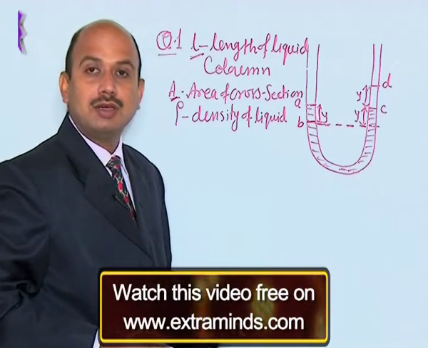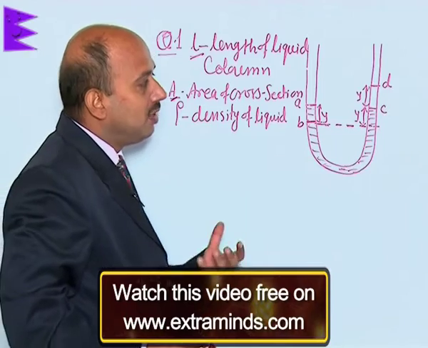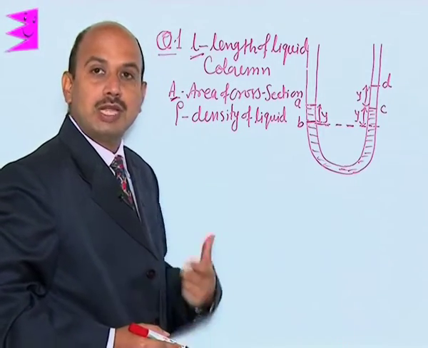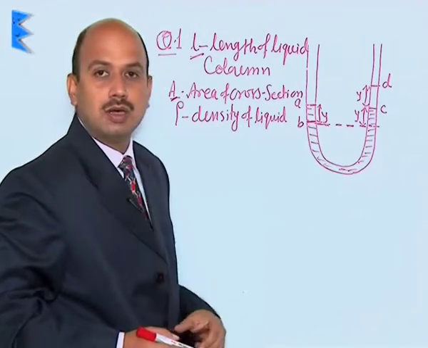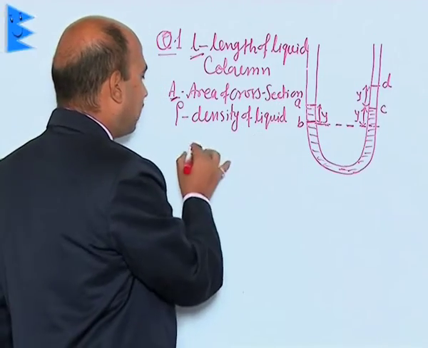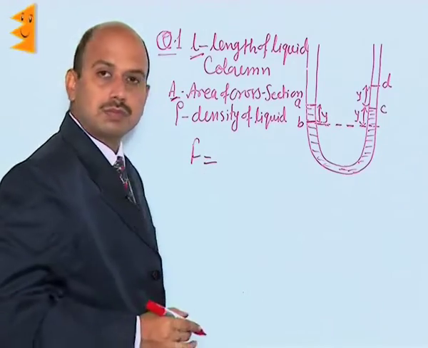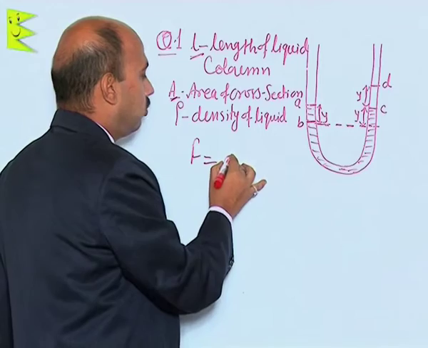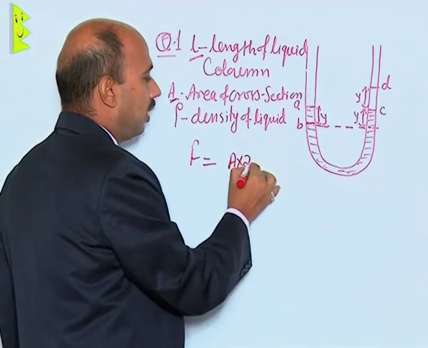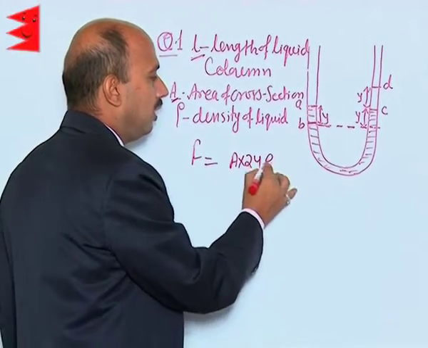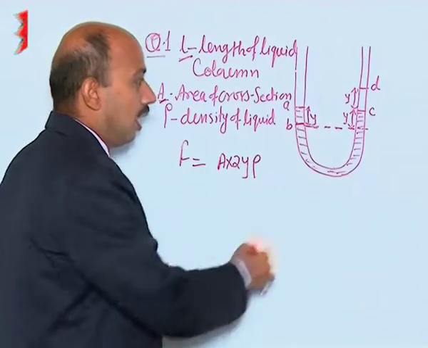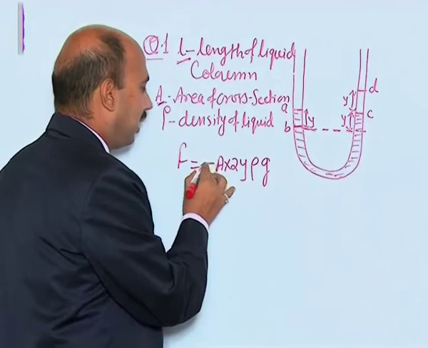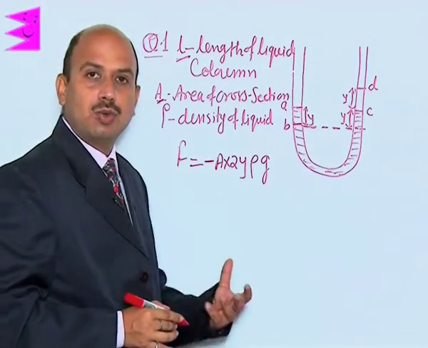So, we have to get here the time period. So, basically what is the cause of the restoring force? The cause of the restoring force is the weight of the liquid in 2y length of the column. So, we can write restoring force is equal to 2y is the length. So, we can get the volume. So, area into length is volume, into density is mass, and into g, that is the total weight, and it is minus here because it is acting as a restoring force.